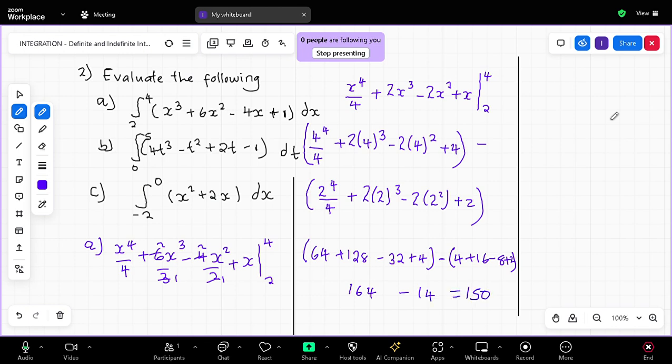So in the definite integral, the answer does not have to be a coefficient of the unknown, the x. Now that is part A.